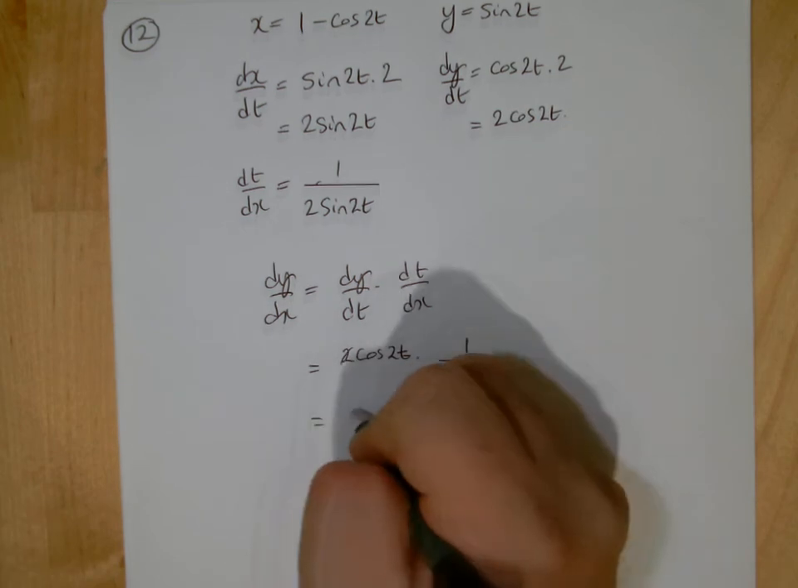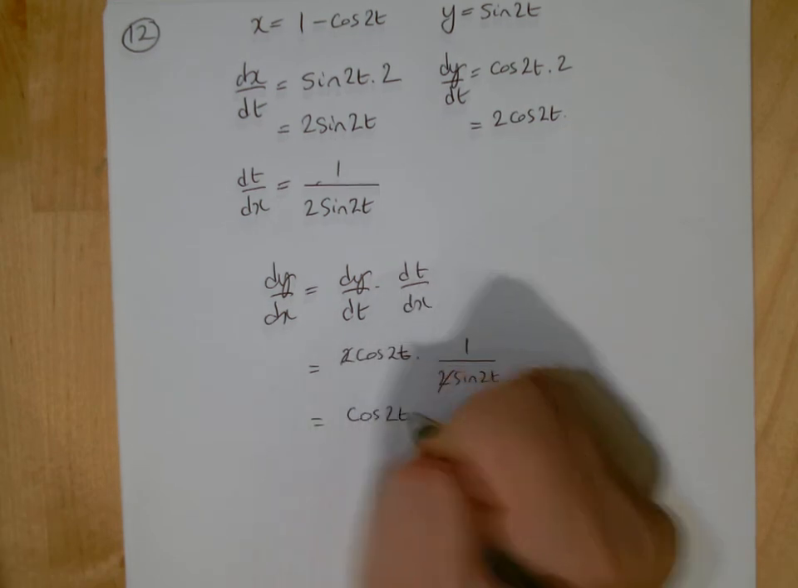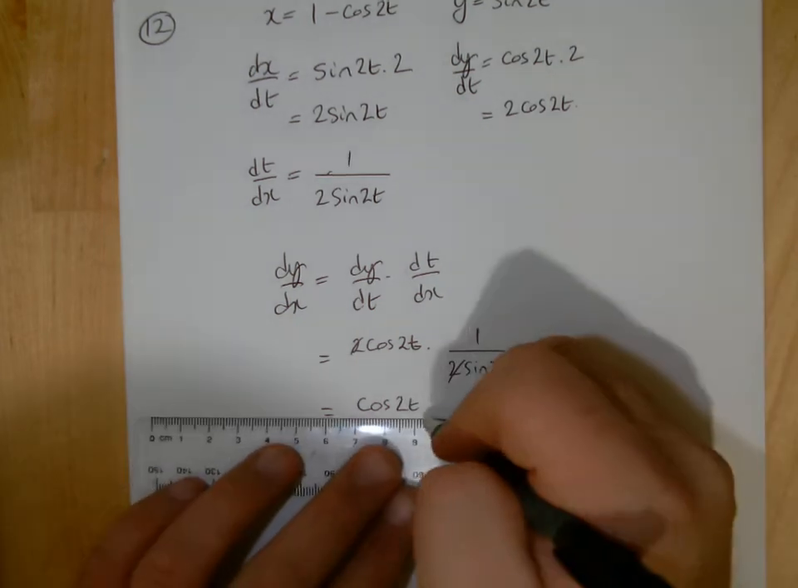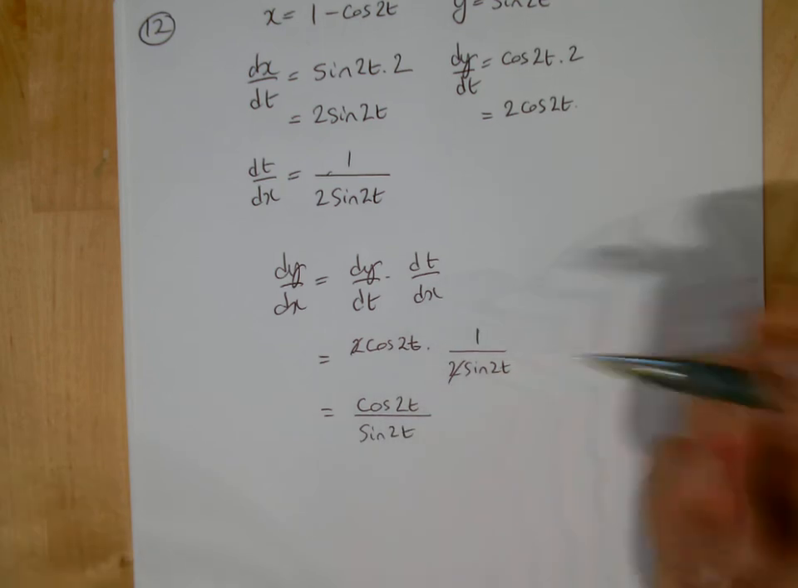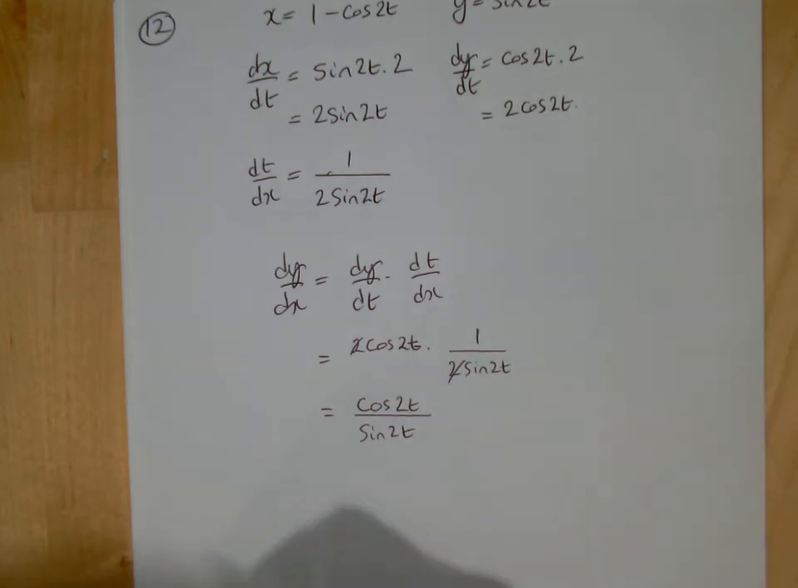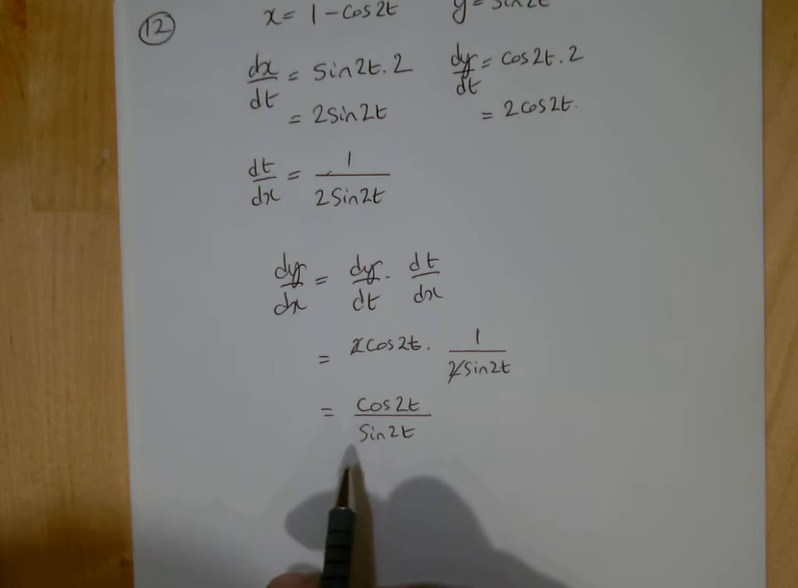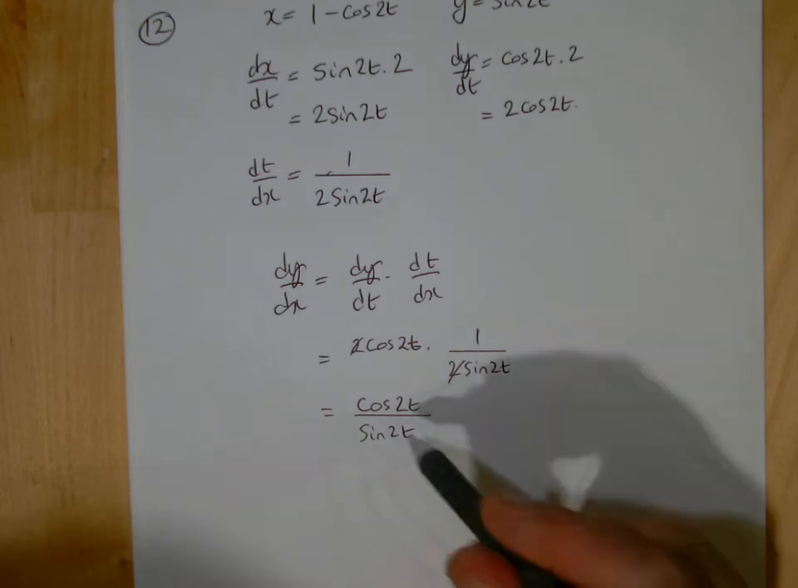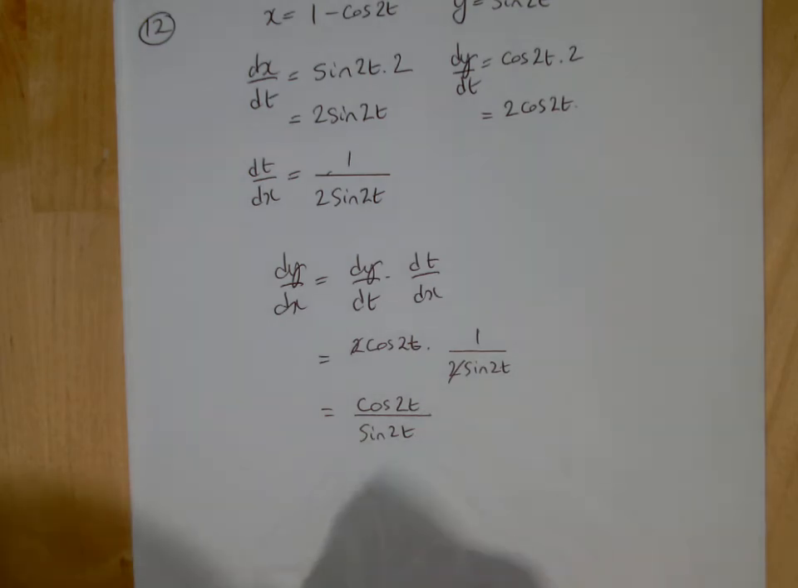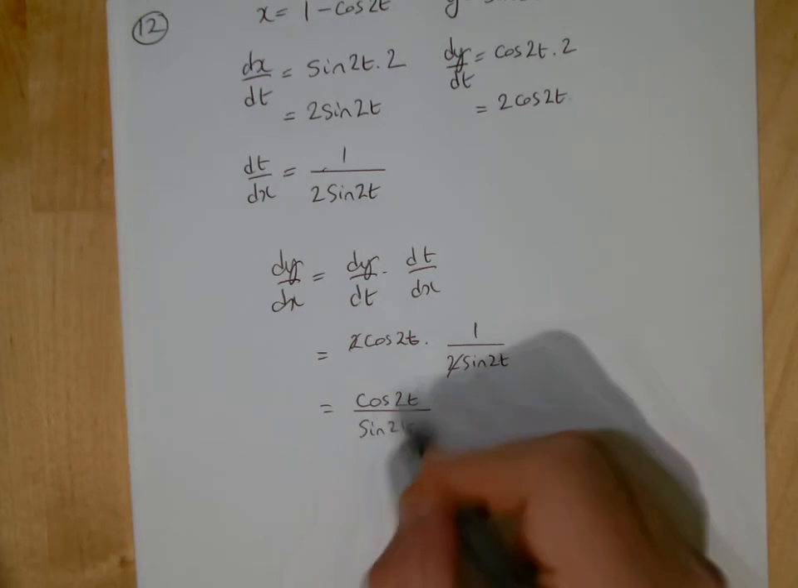And we end up then with cos 2t times 1, which is cos 2t, over sine 2t. Now you might be tempted to change this to be cot 2t, because cos over sine is cot, isn't it? But don't do that, because we are trying to find the gradient value. We actually want the normal value, but in order to do that, we need to keep it in terms of cos and sine. Don't go changing into cot, because it's going to cause us problems. So we just need to appreciate that dy dx is equal to that.